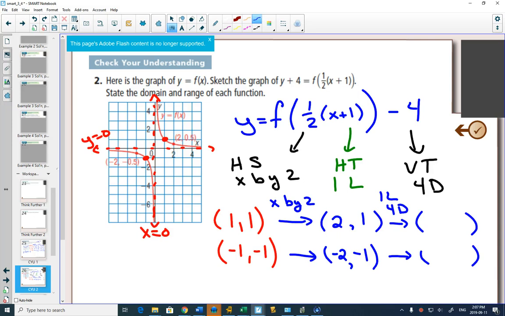And then if I'm going to move 1 left and 4 down, that'll become 1 and -3, -3, and -5.